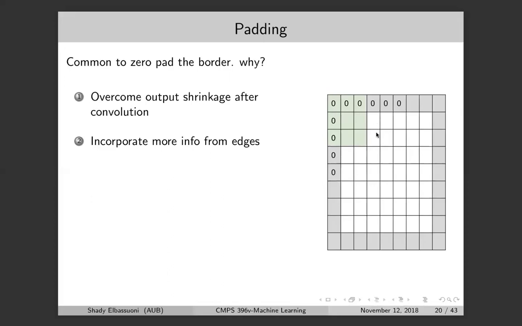So by padding with 0, I managed to take the edge information into consideration multiple times, because now I start from here. And so this edge would appear in multiple computational steps, depending, of course, on the stride. But it also allows you to overcome output shrinkage after computation.